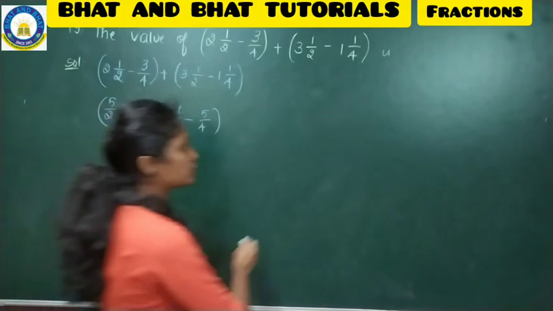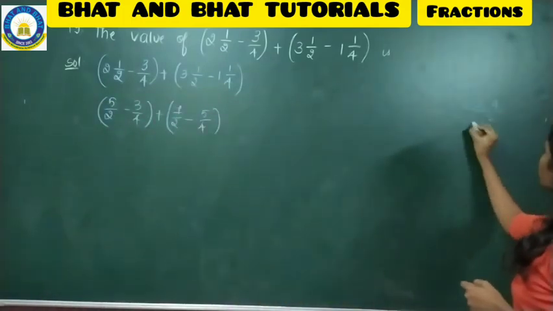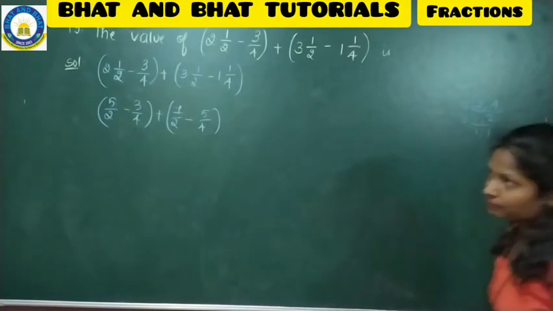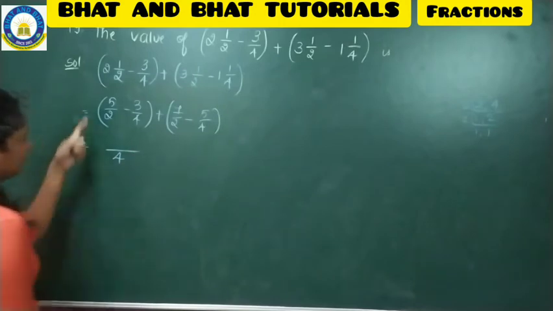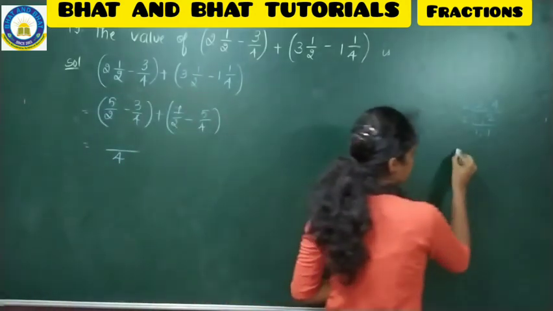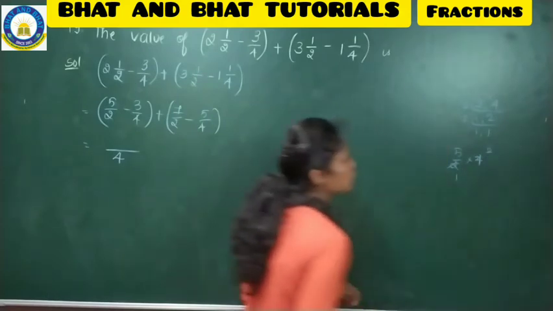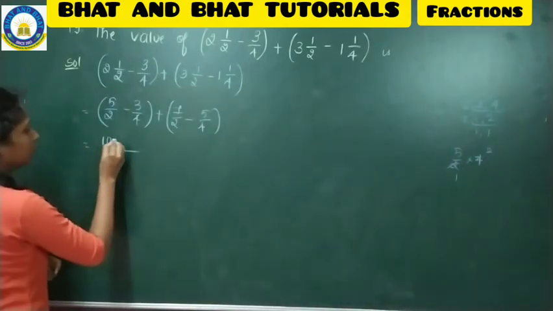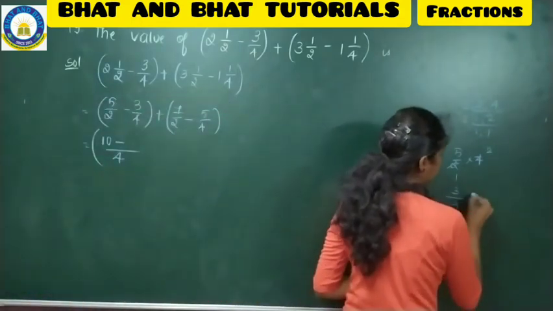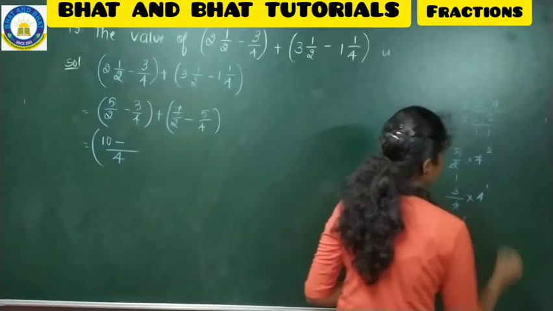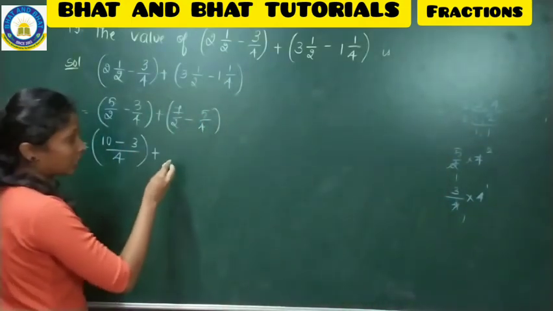Take the LCM for 2 and 4. When I take the LCM for 2 and 4, 4 will be my LCM. Take the first part, 5/2 into 4: 2 ones are 2, 2 twos are 4, so 5 twos are 10, minus, take the second part, 3/4 into 4: 4 ones are 4, so 3 ones are 3. Close the bracket, put addition.